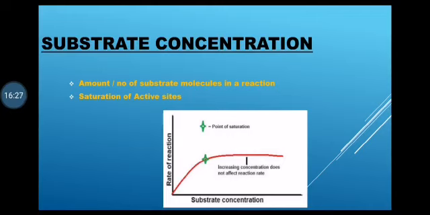What's the reason? Before the green point, enzyme molecules are available for the substrate molecules, so that's why the rate of reaction is increasing. But after that green point, all the enzyme molecules are occupied by the substrate molecules. We are adding more substrate molecules but no free active sites are available, so that's why the reaction rate stops increasing.